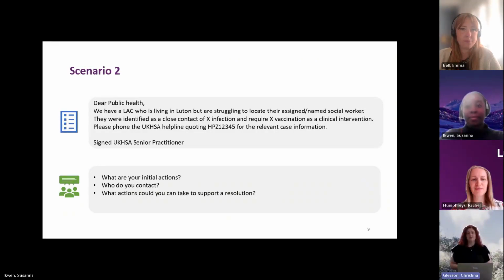So that is scenario 1. Moving on now to scenario 2. Again, this is another public health scenario. Again, please work through this and fill in your health protection workbook. And you will find a model answer at the back for you.